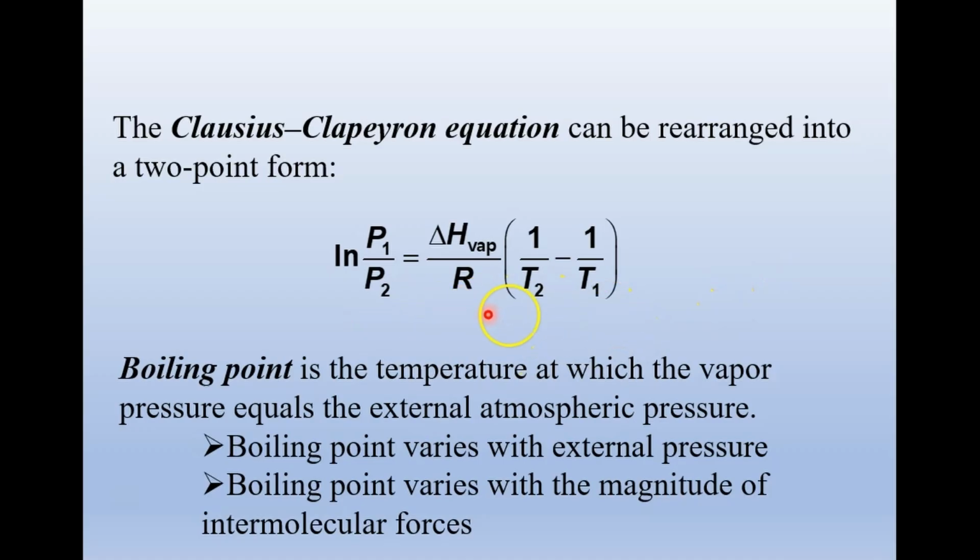And this is kind of nice because there's at least 3 things we can calculate. If we know all the other things, we can calculate a heat of vaporization if needed. We can calculate a vapor pressure at a new temperature if we know the heat of vaporization. And we can calculate a temperature if we change the pressures and we know the heat of vaporization. 3 things we can do with this equation.